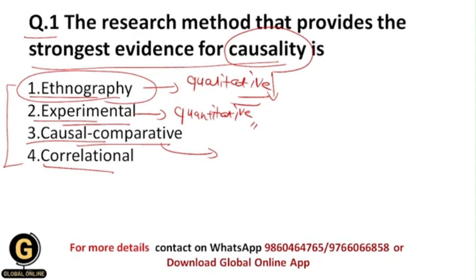Okay, and that's why we don't have proper control over the variables like we have in experimental research. So this is the most important thing in the causal comparative research method. And if there is a cause and effect relationship between the variables, then we will get the right results. But if it is not there, then we don't get the proper results, and that's why here we don't have the strongest evidence for causality, like we have in the experimental research method.